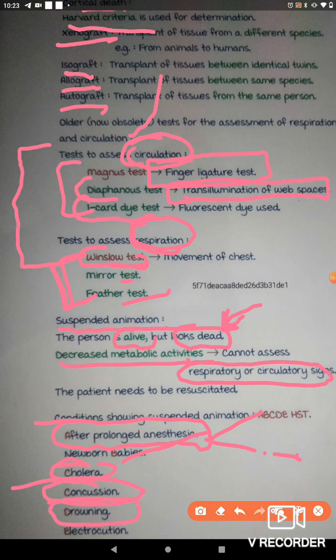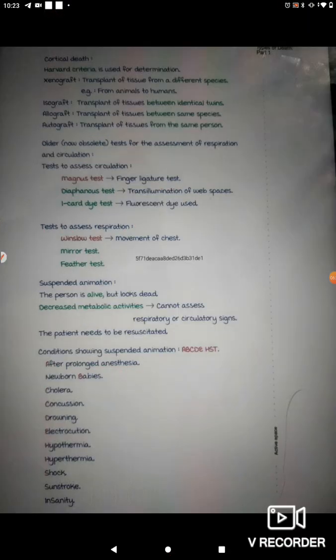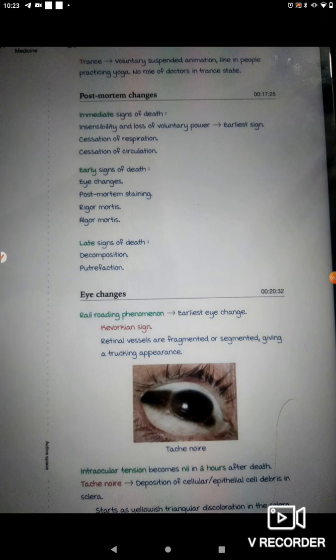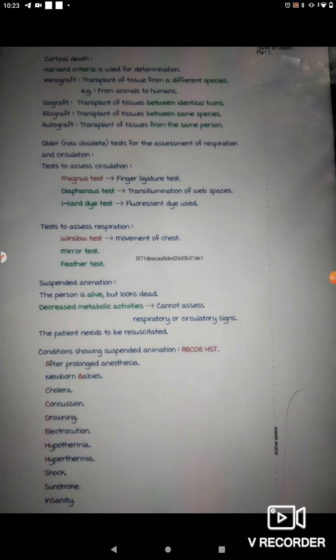After drowning and electrocution also, the person looks like he is dead. Also in hypothermia, shock, sunstroke, and insanity, the person looks as if dying. And in the trance state, as in yoga, there is no role of the doctor.